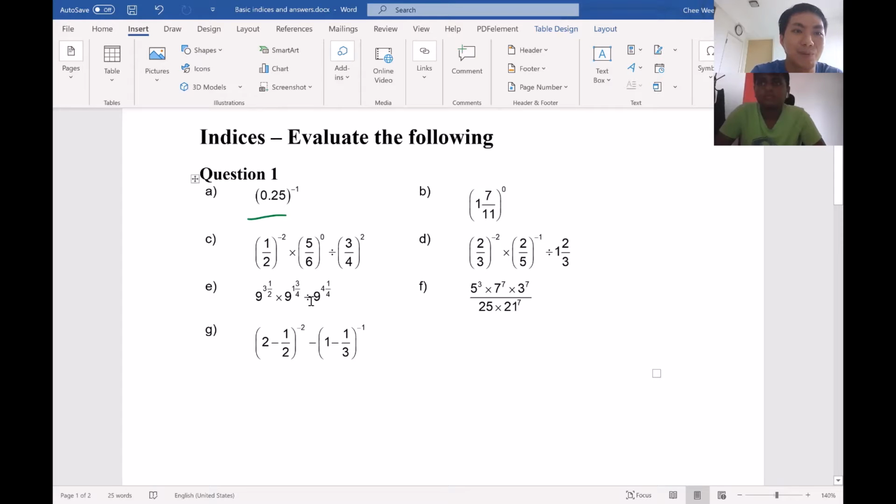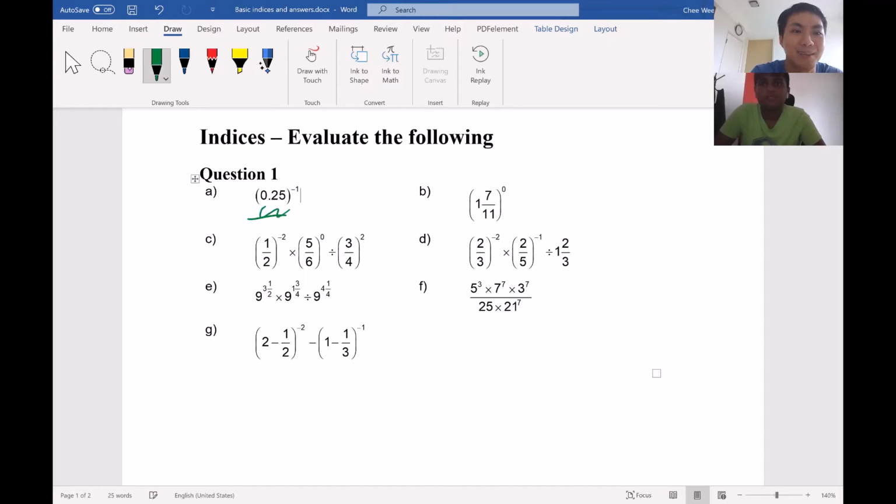Let's get 1A first. How will you solve questions like 1A in indices? 1 over 0.25. Which equals to, oh wait, 1 over 1/4.